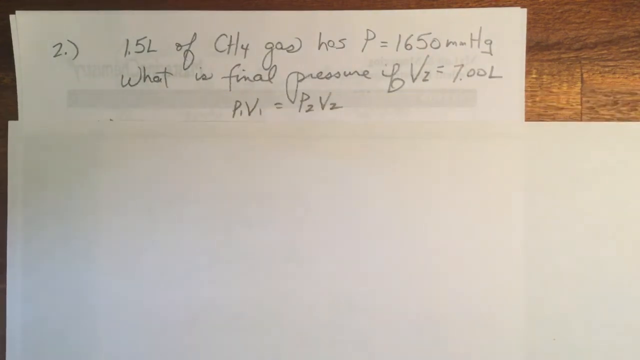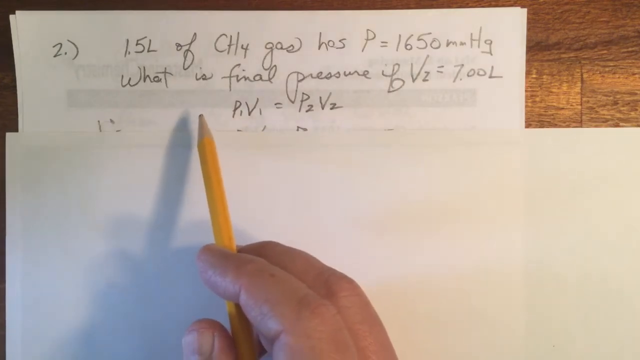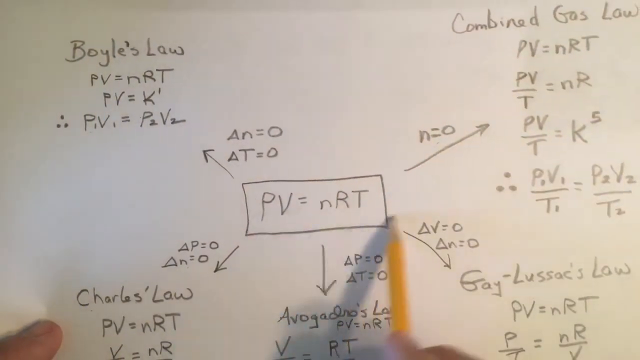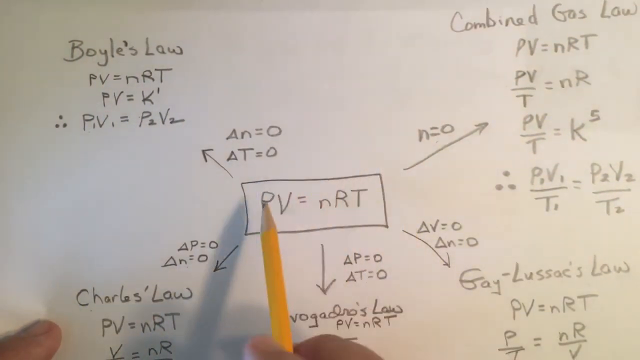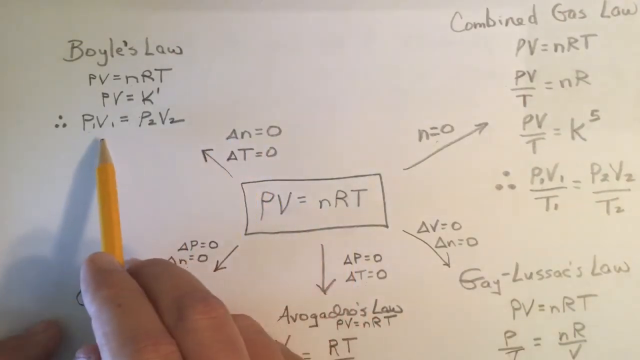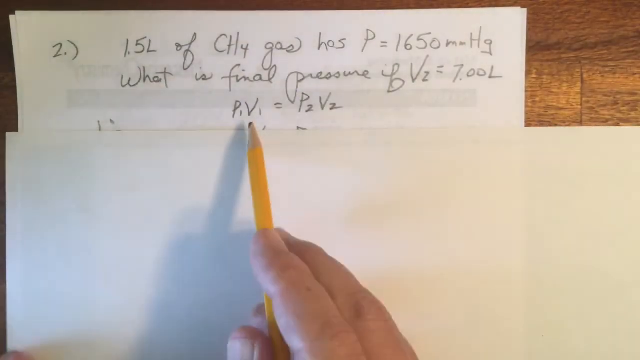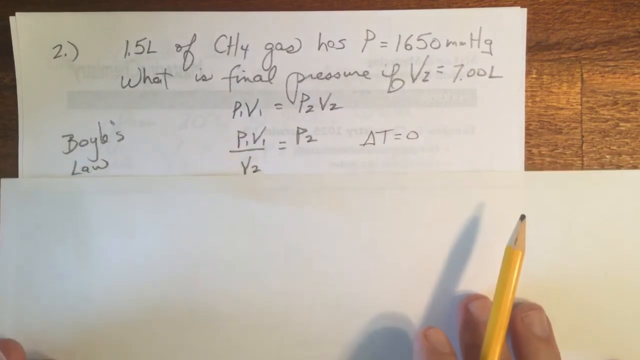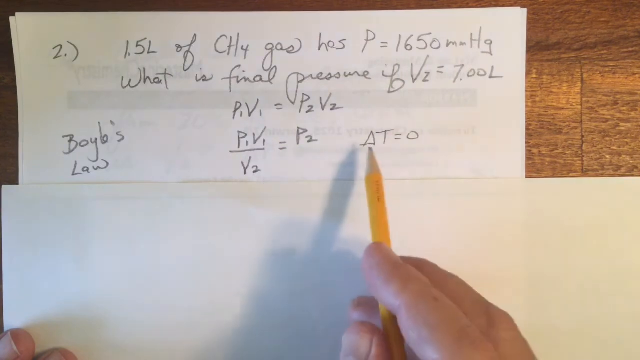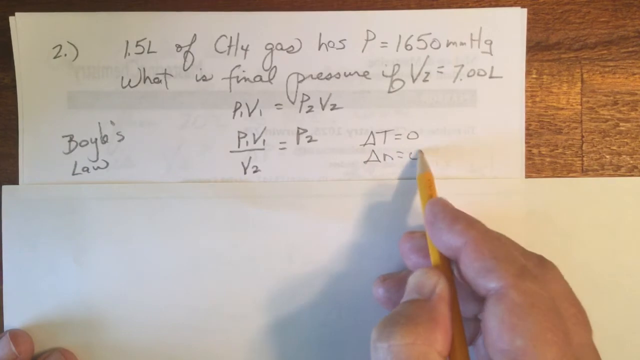Well, I'm not told that temperature is changing, so I'm going to assume that temperature is constant. Let's look at the ideal gas law equation. If my temperature does not change and my number of moles do not change, I can use Boyle's law, P1V1 equals P2V2. So in this example, I rearrange to solve for P2 because I'm asked for the final pressure, and temperature and the number of moles are constant.